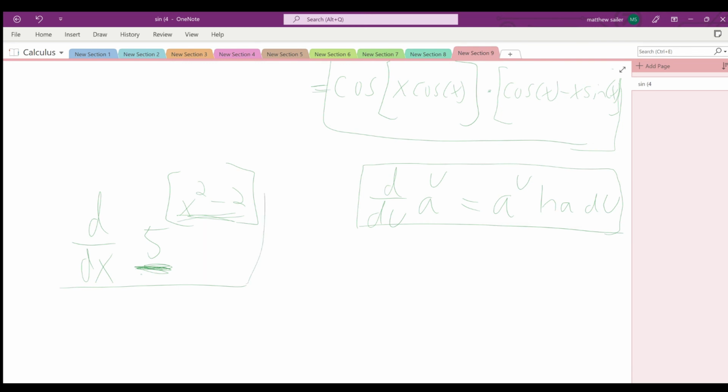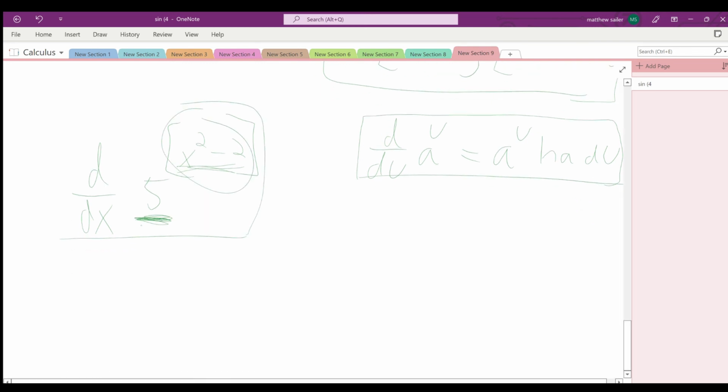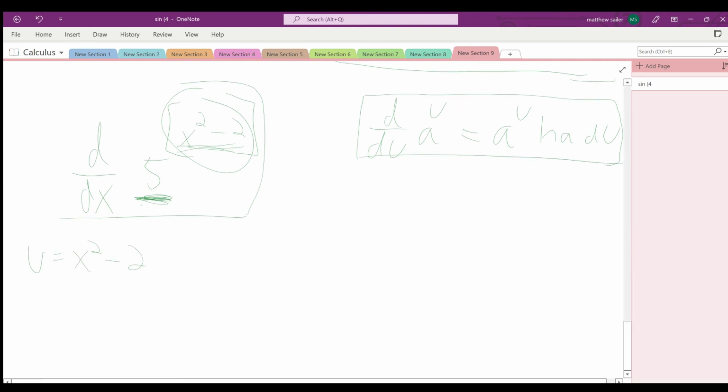And in this case over here, we have u defined as x squared minus 2. So u equals x squared minus 2. And we can rewrite this derivative as d over du of 5 to the u. And from the derivative rule up here, we know that this derivative is equal to 5 to the u natural log of 5 times du. In this case, I'm just plugging in 5 for all the a's in the rule. So we get that this is the derivative.